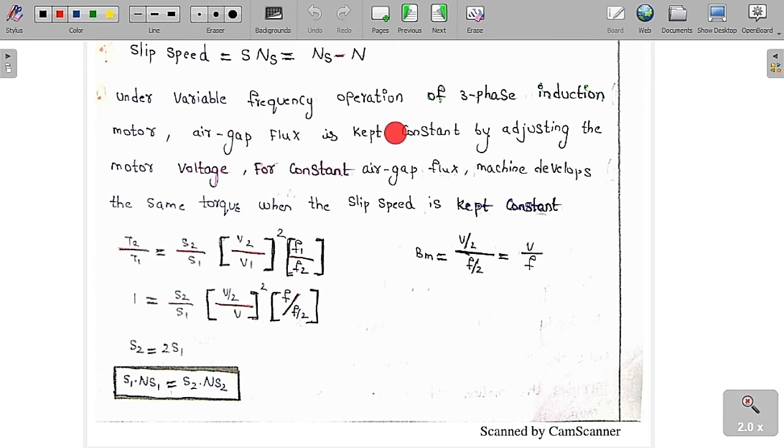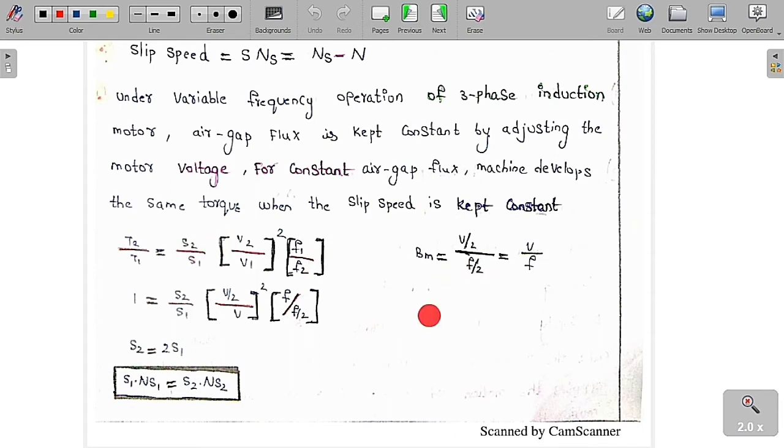So under variable frequency operation of a three-phase induction motor, air gap flux is kept constant by adjusting the motor voltage. Then for constant air gap flux, the machine develops the same torque whenever the slip speed is kept constant. I have already told you Bm is directly proportional to V by F. If Bm is constant, then definitely torque is also constant. So let me assume initial voltage is V and initial frequency is F. So we are going to change the V and F in such a manner that the ratio is always constant. Let me assume V by 2 and F by 2.